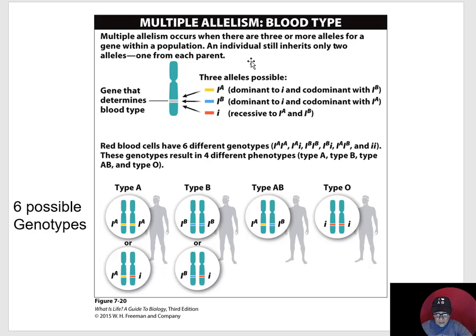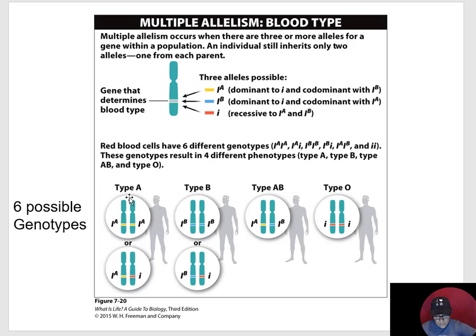All right. But here, 3 alleles are possible for this gene. We could have an A allele, we could have a B allele, or we could have what's known as an I allele. Okay? And A is dominant to I, but it's codominant with B. And B is dominant to I, and it's codominant with A. And I is recessive to both A and B. Okay? So, what are the 6 possible genotypes that we can have?